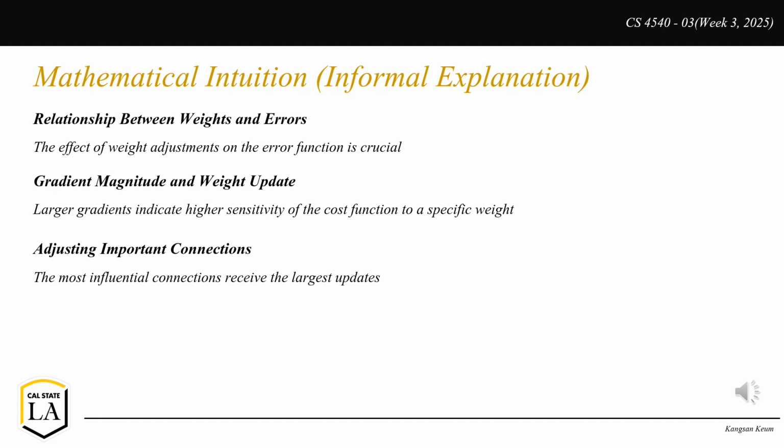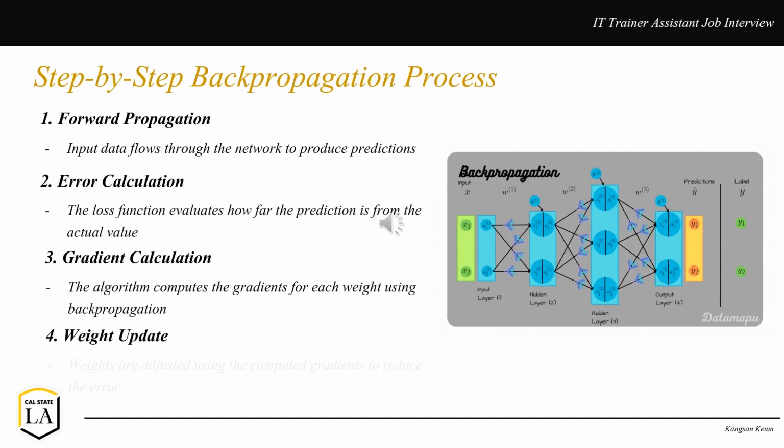This method enables deep networks to learn complex patterns in data, from recognizing faces in images to translating languages. Let's go through the step-by-step process of backpropagation to understand how it actually works in training a neural network. First part is forward propagation. Input data flows through the network. Each neuron receives inputs, processes them using weights and activation functions, and passes the output to the next layer. This continues until we reach the final prediction.